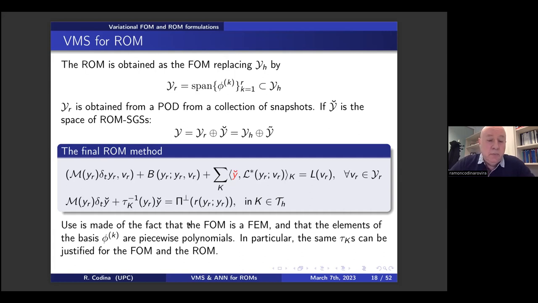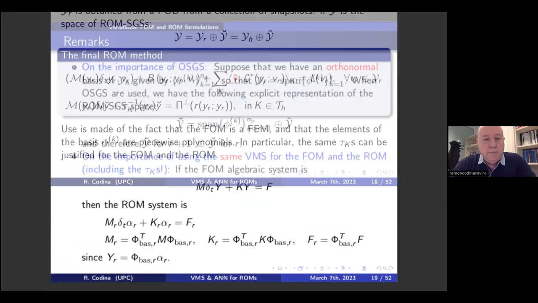So here it is important to note that we have made use of the fact that the full order model is a finite element model, and the element bases are piecewise polynomials. For example, this is important in the error analysis. We may use, for instance, the standard inverse estimates that are crucial in the error analysis and the stability analysis as for the finite element method, because piecewise they are exactly finite element functions. And in particular, we also use the same stabilization parameters for the full order model and for the ROM. So these taus are the same as before.